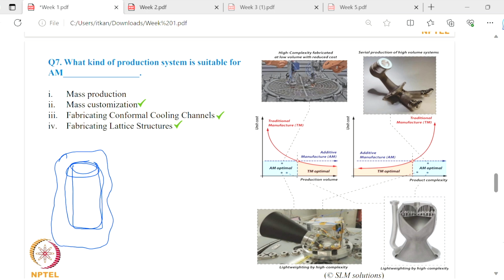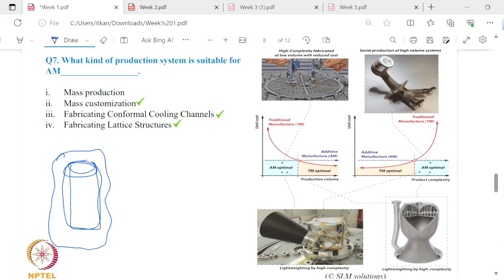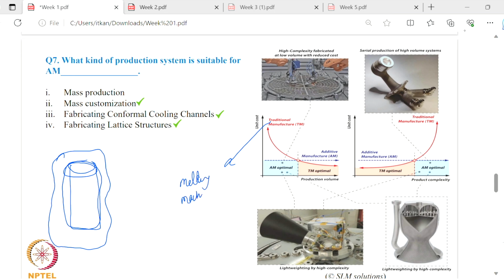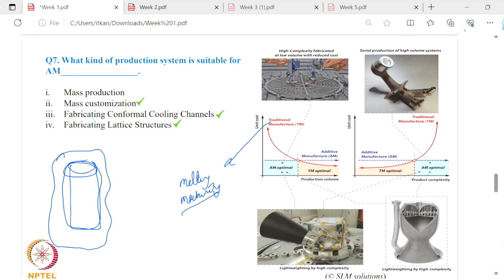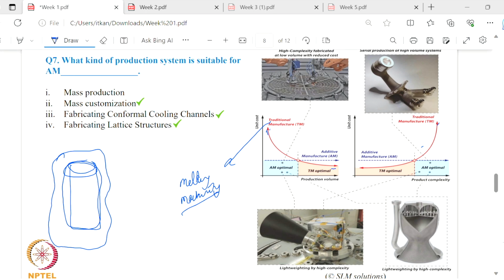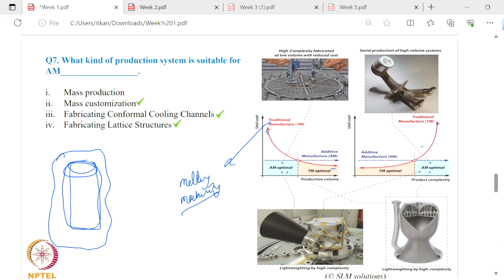So we have traditional manufacturing processes, which may be milling, machining. The other is additive manufacturing. When the production volume is less, the cost is very high. When the cost is very high, there is no need to use other processes.